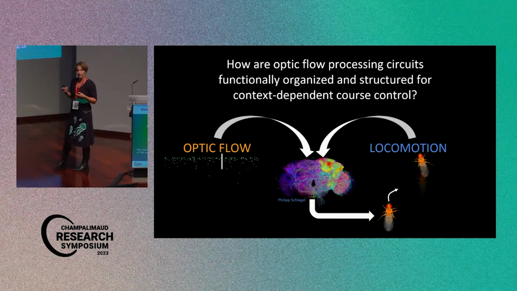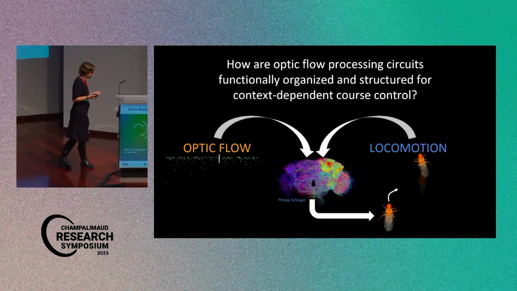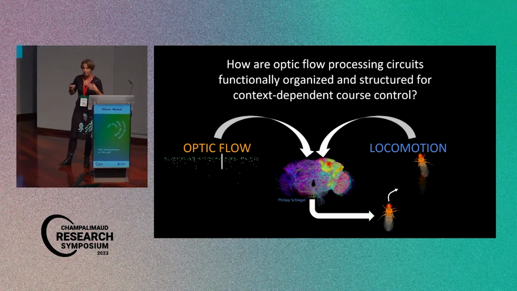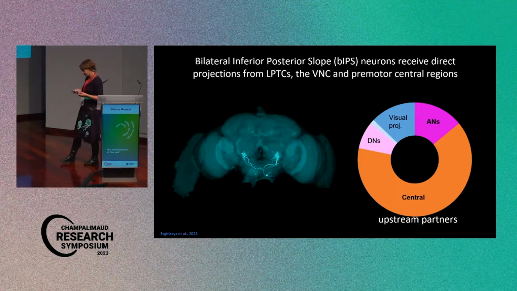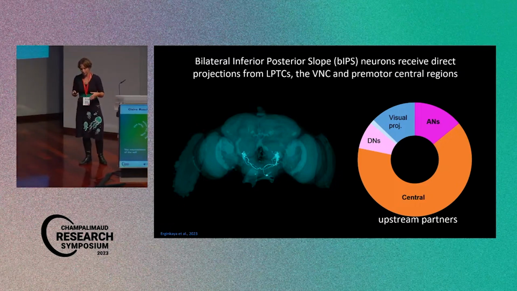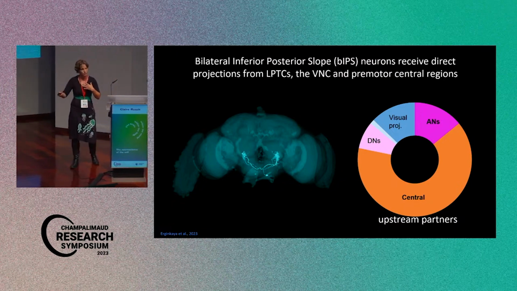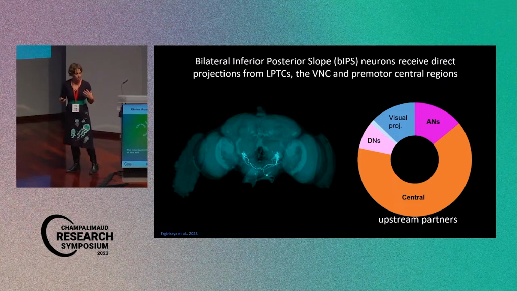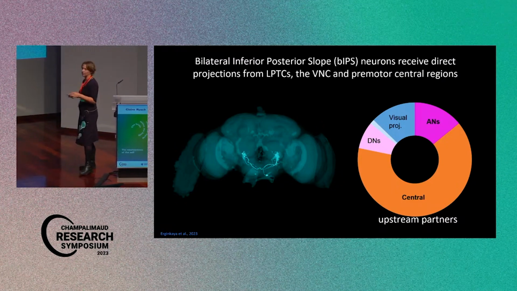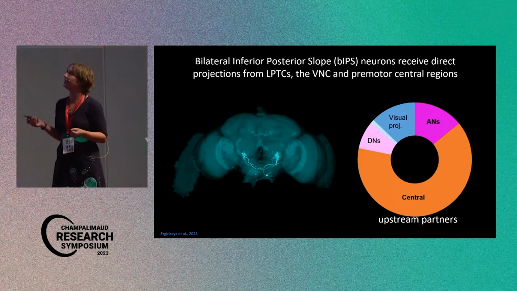And it's with this idea in mind that Mert, who was at the time also a grad student in the lab, did this gigantic, massive effort to trace, using electron microscopy, all of the output of those LPTC cells. And one output in particular jumped out to us as being very interesting. The bilateral inferior posterior slope, so I will say BIPS for the rest of this talk, because otherwise it's a little bit of a very long name.